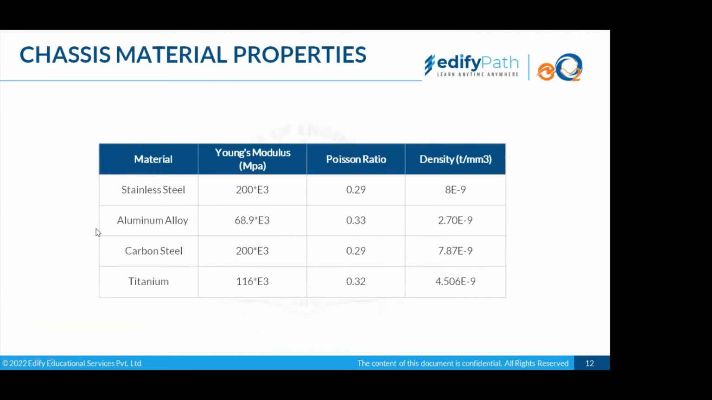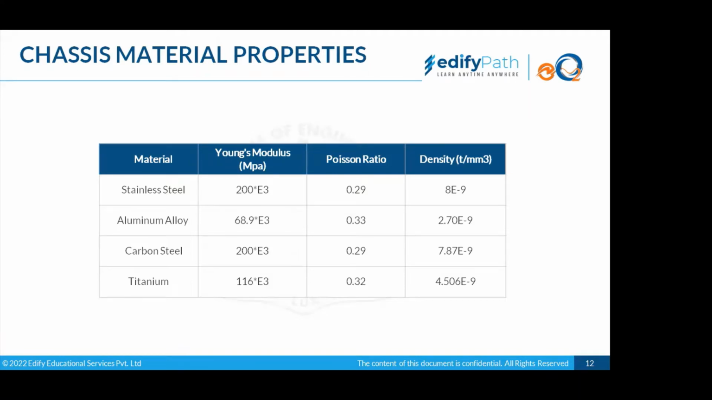So these are the chassis materials, as I spoke about. These are the 4 materials that were used to study the above model that we spoke about: stainless steel chassis, then aluminum alloy, carbon steel, and titanium. These 4 materials were studied through that model to make a chassis, and to find out which material is best suited for our chassis. So for the materials, the Young's modulus, Poisson ratio and density are given.